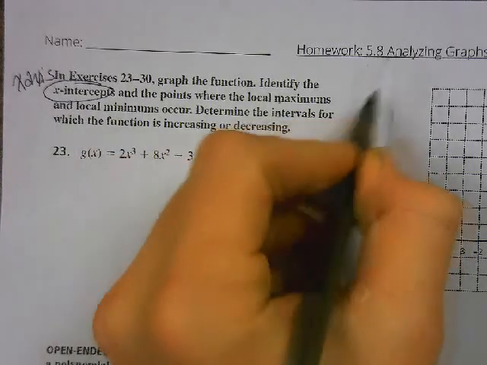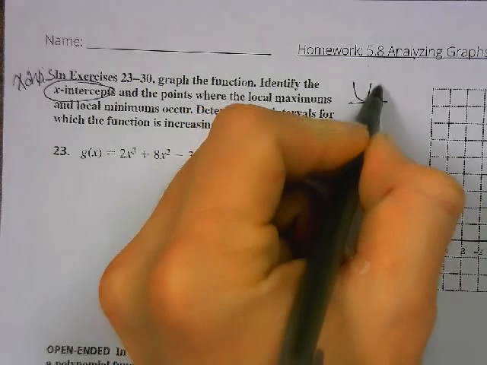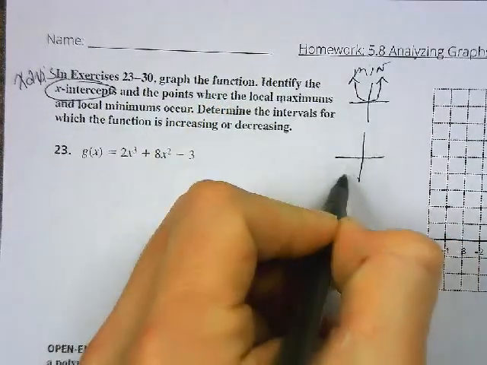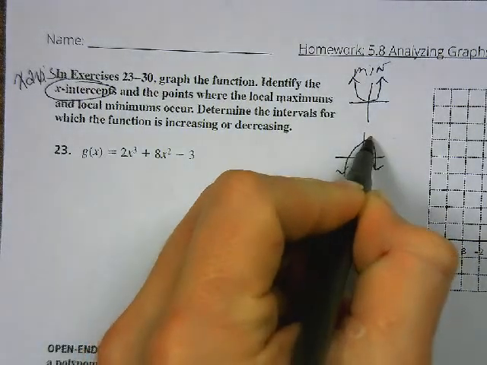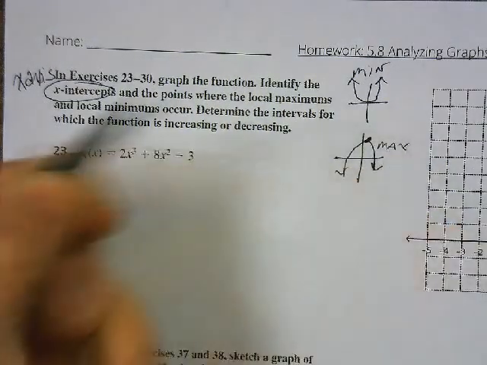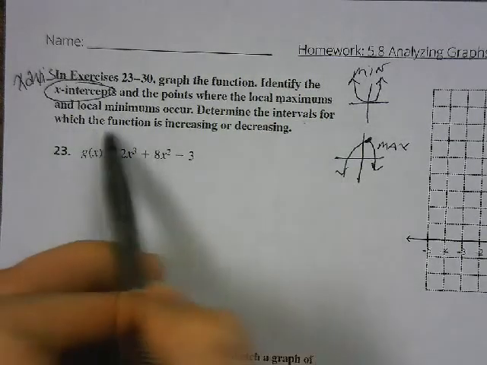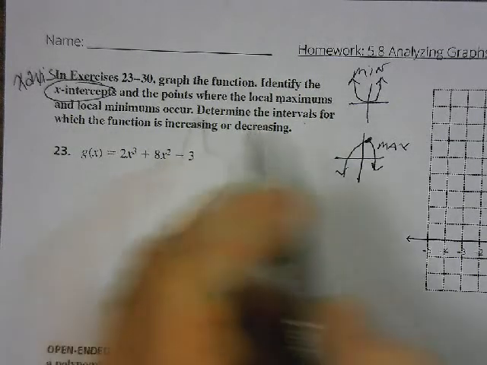Local minimums and maximums. So we know minimums look like this. This is a minimum. Maximums look like this. This is a maximum point. We're going to look for those local minimums and maximums. And then we want to talk about where the function is increasing or decreasing.